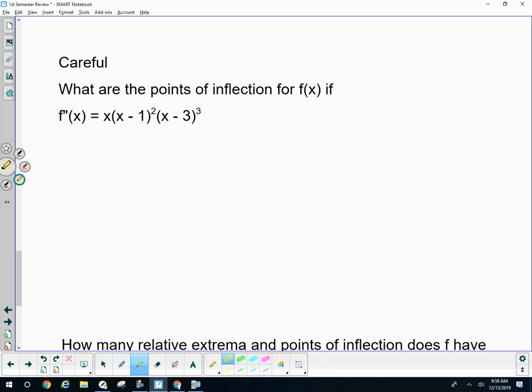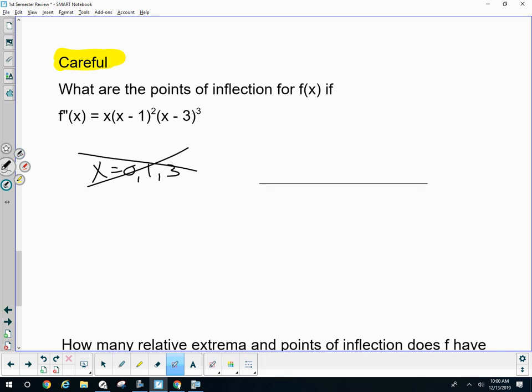But be careful. Sometimes students think that points of inflection or maxes and mins are when a derivative equals 0. So they say, what are the points of inflection for f of x? If f double prime is x times (x minus 1) squared times (x minus 3), and they say, oh, 0, 1, and 3. Nope. You're close, but you're wrong. Because if you analyze the signs, you realize that not all zeros change sign. I know for a fact that at 1, we are not going to change sign. Why? Because we have (x minus 1) squared.